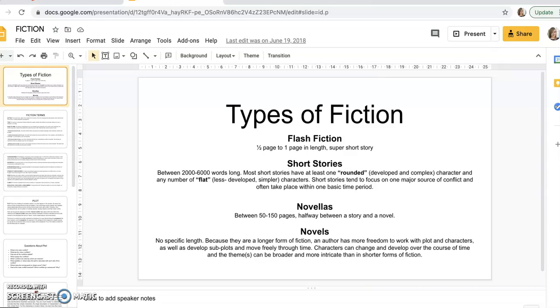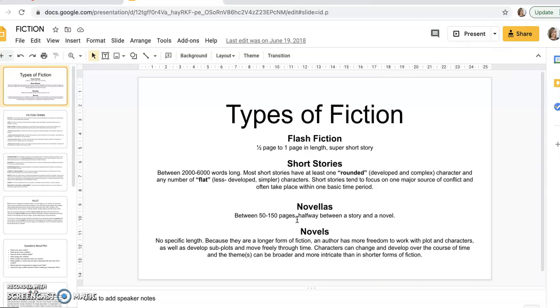Maybe there's a story about someone that has an affair. So the person that they had said affair with may not be really explored, but the person that had the affair, the main character, might be more fleshed out. But they were there to create some sort of a conflict. And then there's novellas. These are usually 50 to 150 pages. They're halfway between a story and a novel. We are going to read one later on in the unit.